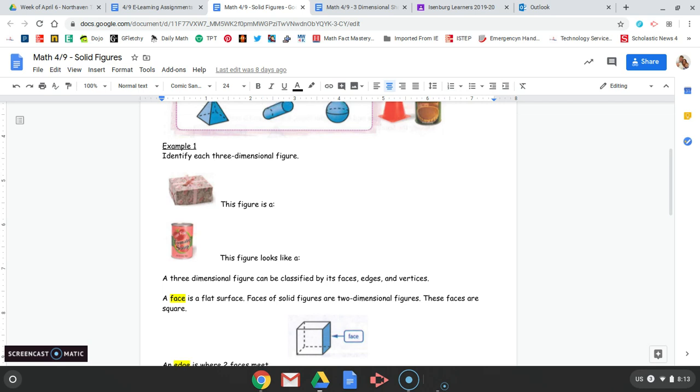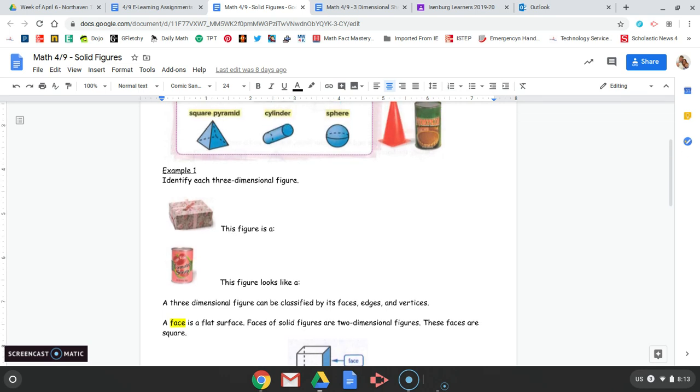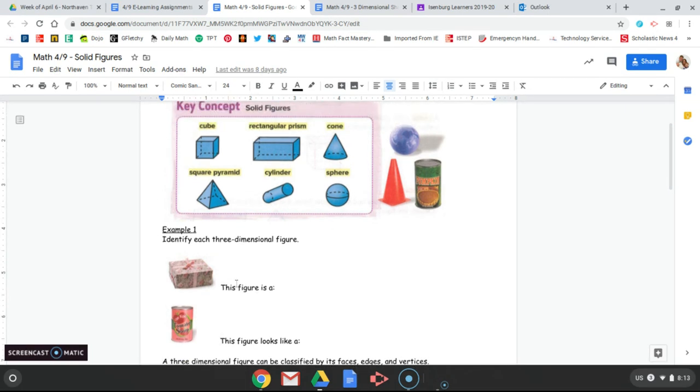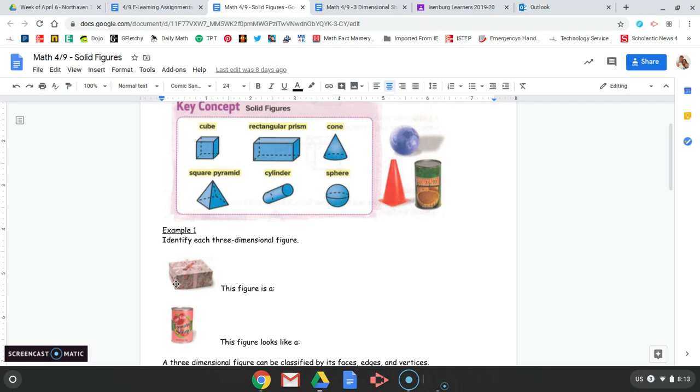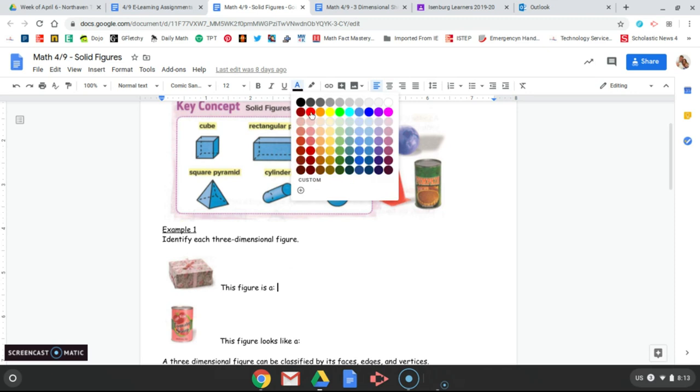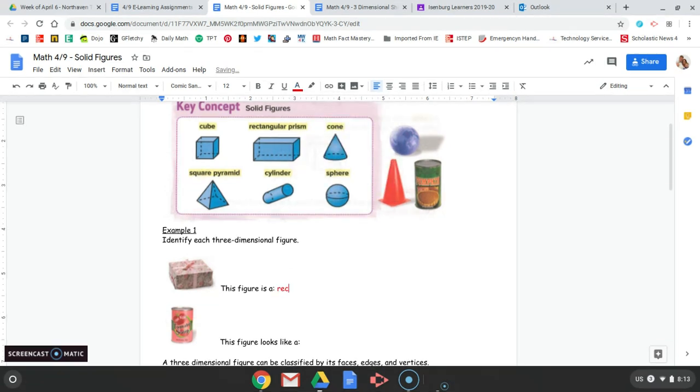All right, so let's look down at the first example. It says identify each 3-dimensional figure. Well, look at the first one. At first, you might be thinking it's a cube because you might be noticing that this top face looks like a square. But remember, our rule about a cube is all of the faces have to be squares. And I noticed that this front shape is a rectangle. So I think the best name for this figure would be a rectangular prism.